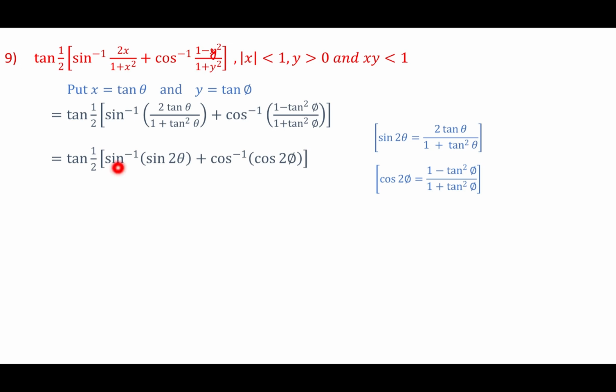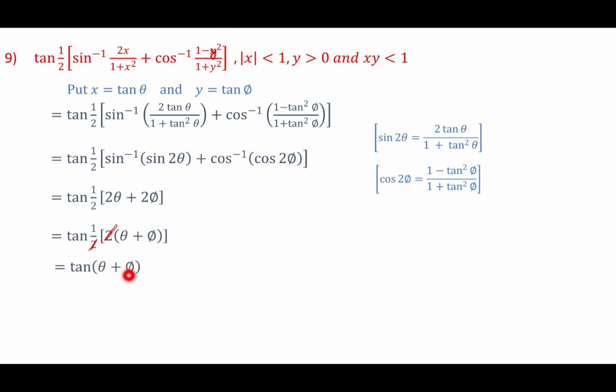So here, sine inverse and sine will get cancelled. Remaining is 2 theta. Plus cos inverse and cos will get cancelled. Remaining is 2 phi. It will be like this: tan of 1 over 2 times 2 theta plus 2 phi. Take 2 as common in this parenthesis. Then this numerator 2 and denominator 2 you can cross out. So it will be tan of theta plus phi.